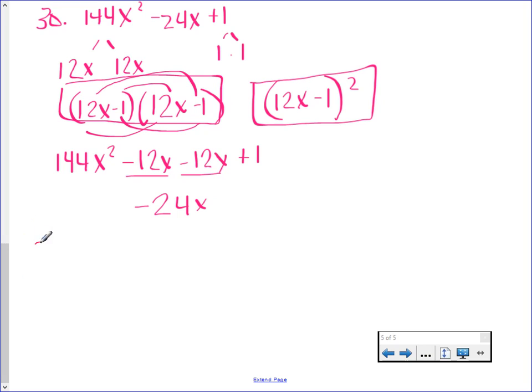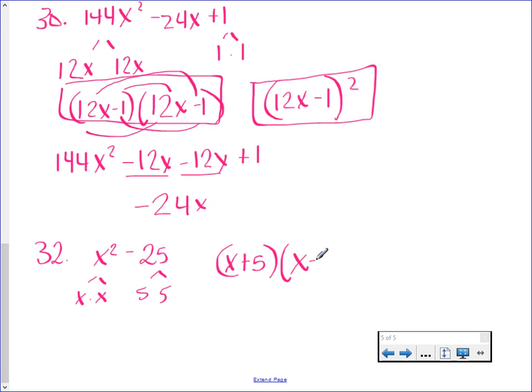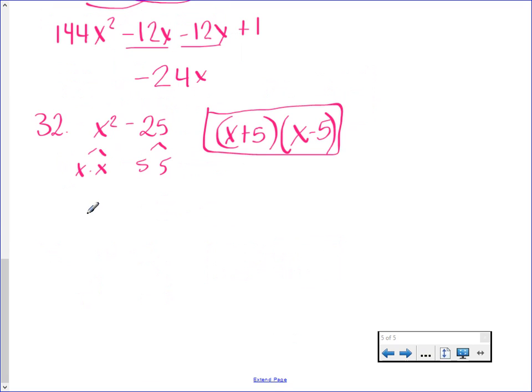We're doing even, so we're going to skip to number 32. 32 is the difference of two squares, x squared minus 25. Since this is a minus sign and it's the difference of two squares, you're going to have one plus and one minus. X squared breaks into x times x. 25 breaks into 5 times 5. So in your answer, you're going to say one is plus and one is negative. And that's going to be your answer. I could show you how that works if you wanted to multiply it out, but I'm going to skip that step for right now and move on to number 34.